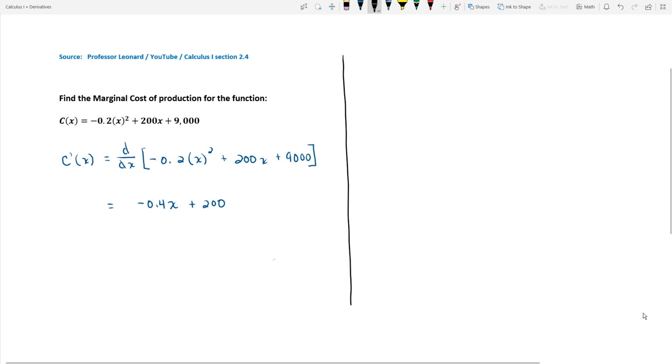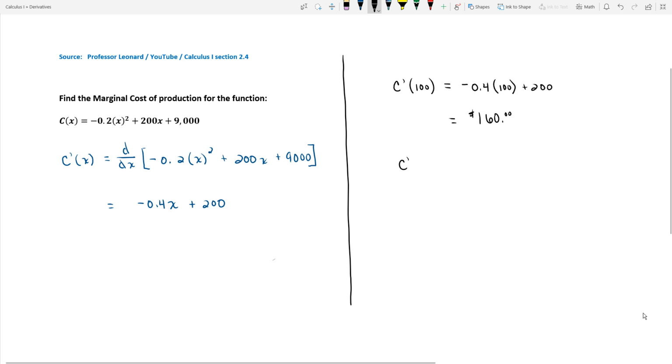So for instance, if I were to take c prime of 100 units, so I want to know at 100 units what my marginal cost would be, I would simply throw that into my function that I've created, and it would be negative 0.4 multiplied by 100 plus 200, and that's going to give me $160 is my marginal cost for 100 units.